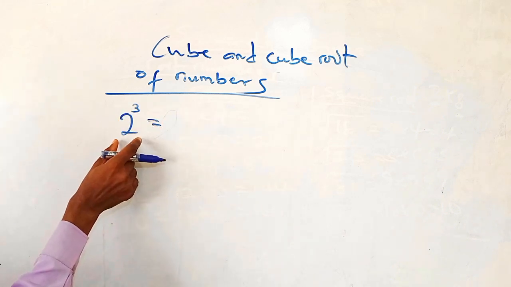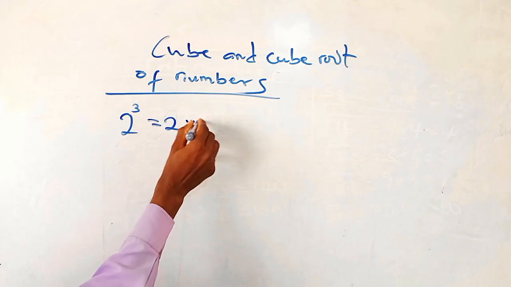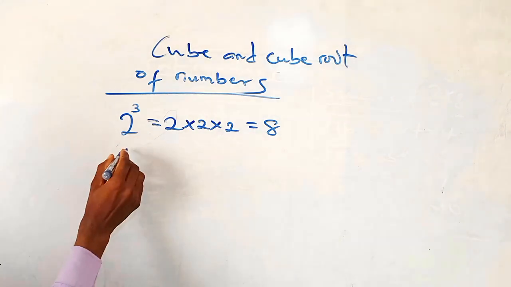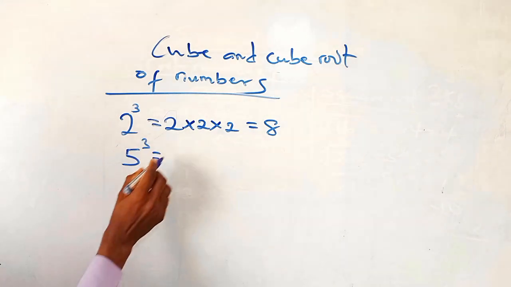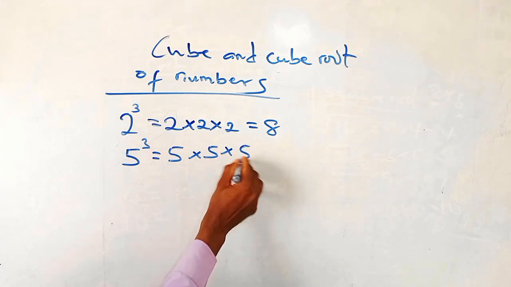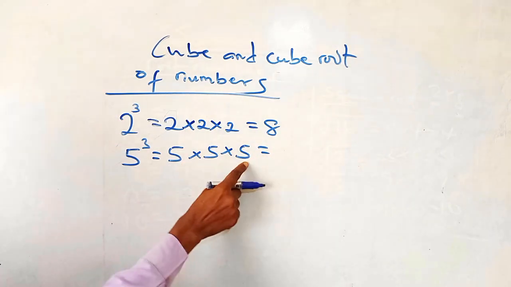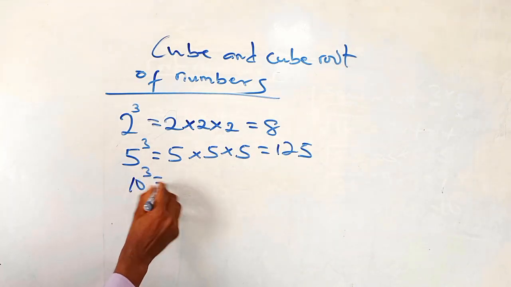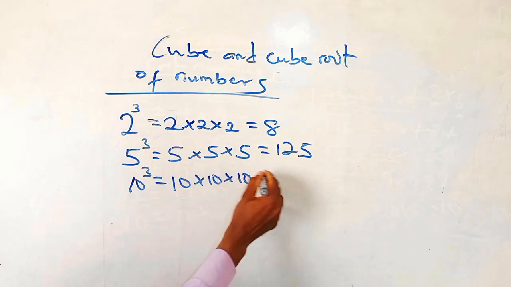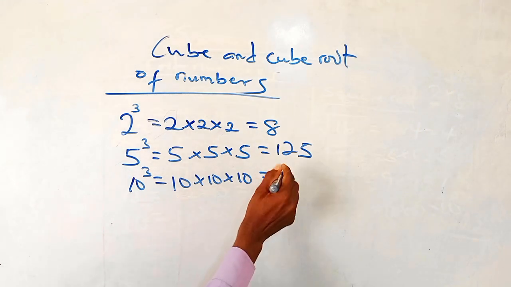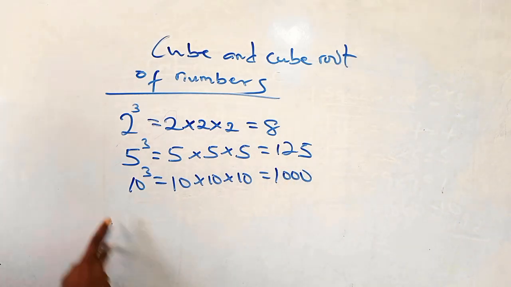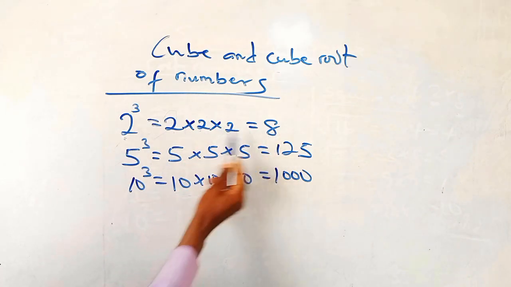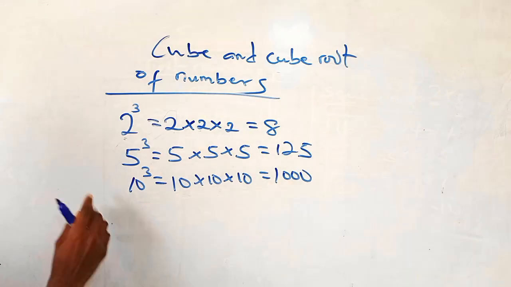When I figure out the cube of 2, I'll say 2 times 2 times 2. So 2 times 2 is 4, 4 times 2 is 8. If I have the cube of 5, I have 5 times 5 times 5. 5 times 5 is 25, 25 times 5 is 125. The cube of 10 is 10 times 10 times 10, so this is 100, this is 1000. So cube means multiplying the number involved by itself 3 times to get a particular answer.